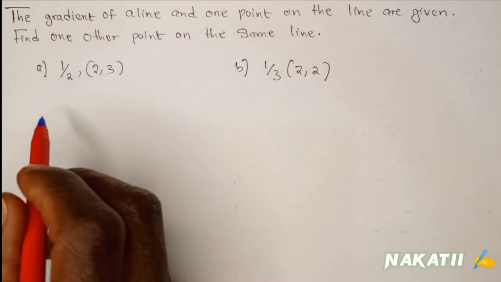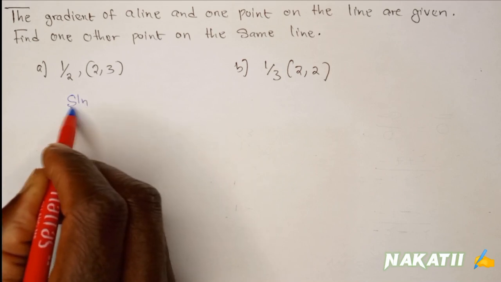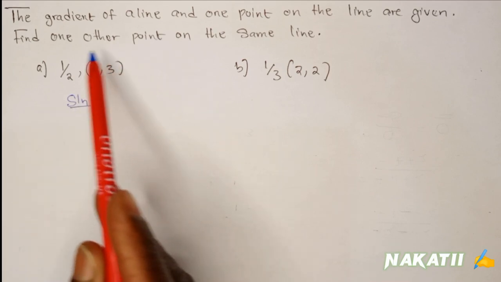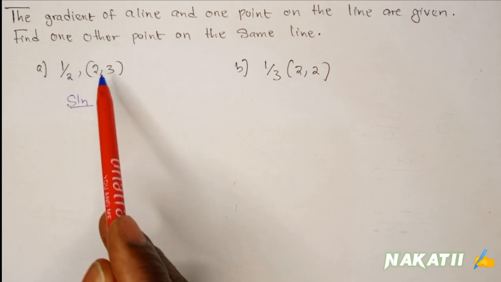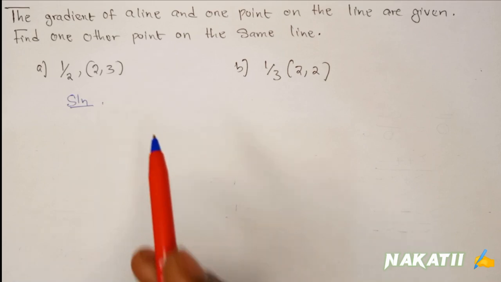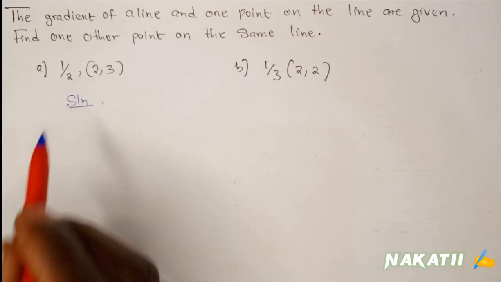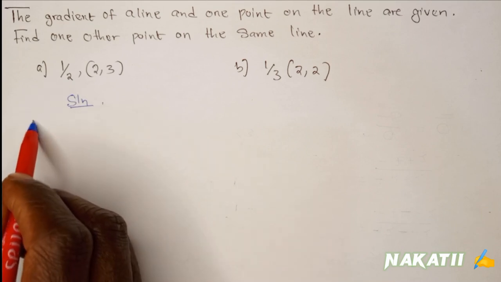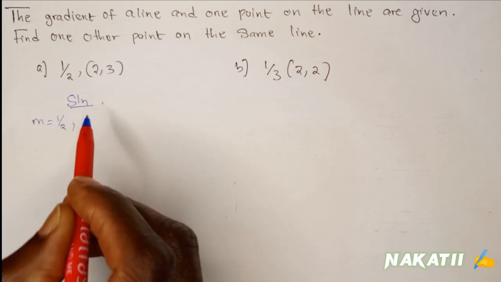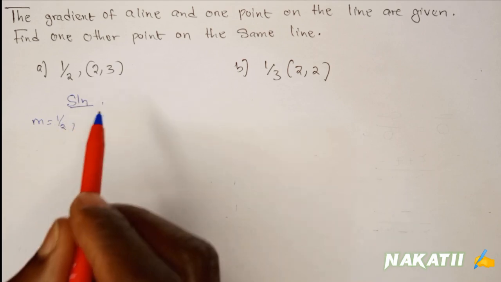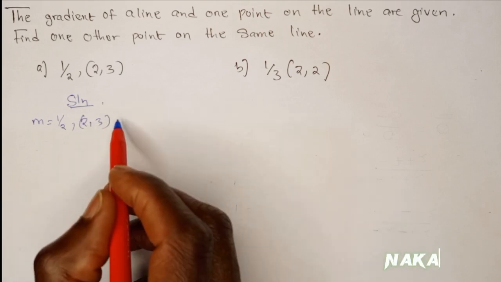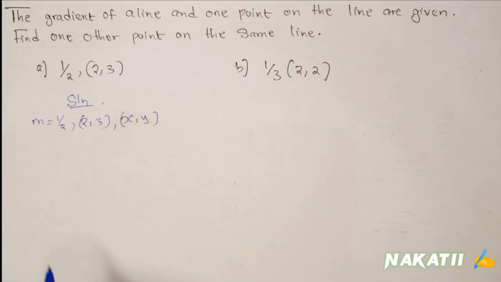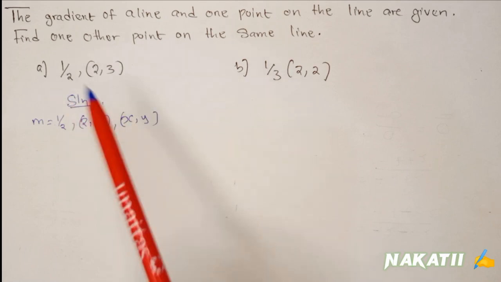Now let's start. For A, the solution: we need to find the equation of this line. If you have the gradient and a point, you can find the equation of that line. So we need three things. To find the equation of a line, you need the gradient, which has been given; a point that is passing on that line, which in our case is (2, 3); and then an arbitrary point (x, y). These three will help us get the equation of that line.